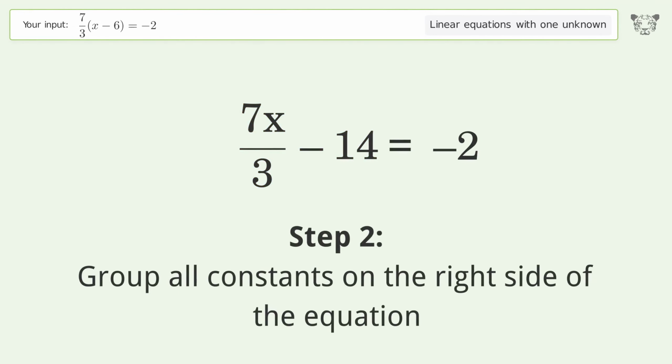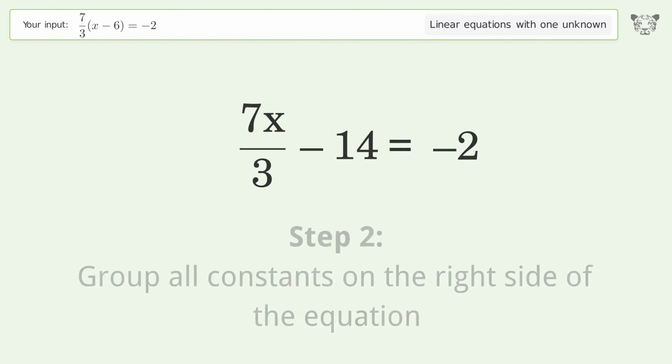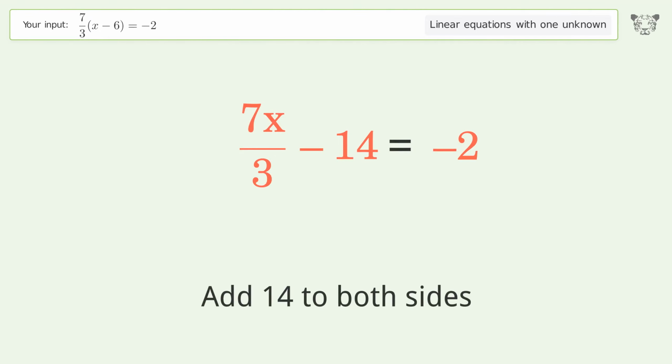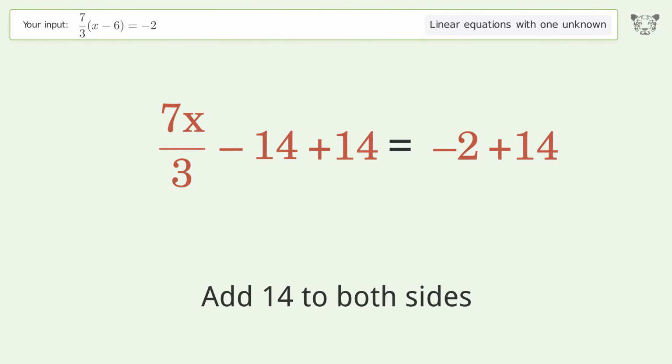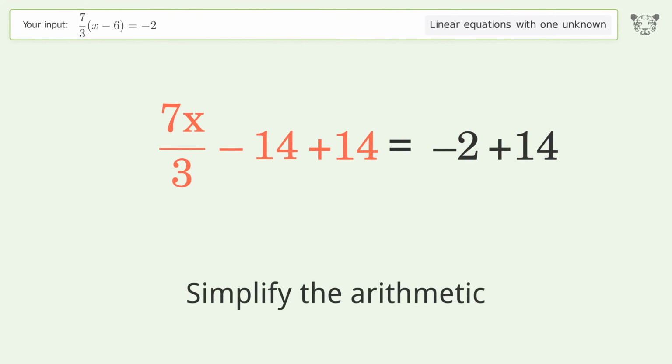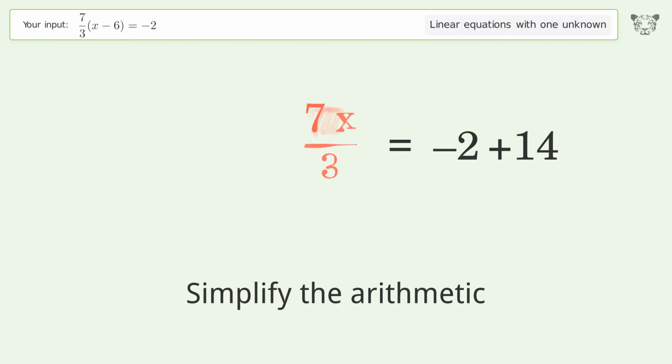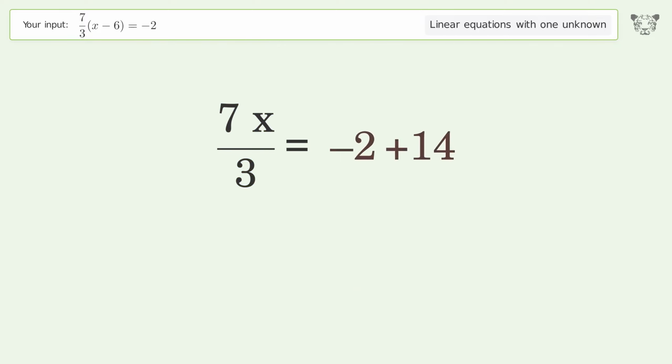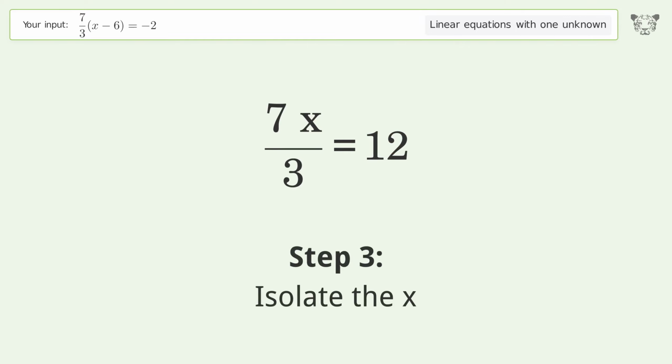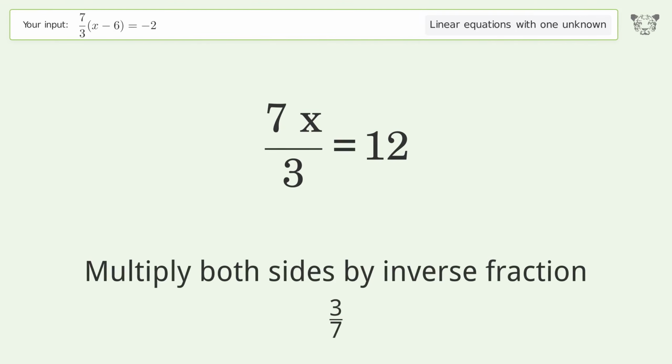Group all constants on the right side of the equation. Add 14 to both sides. Simplify the arithmetic. Isolate the x. Multiply both sides by the inverse fraction 3/7.